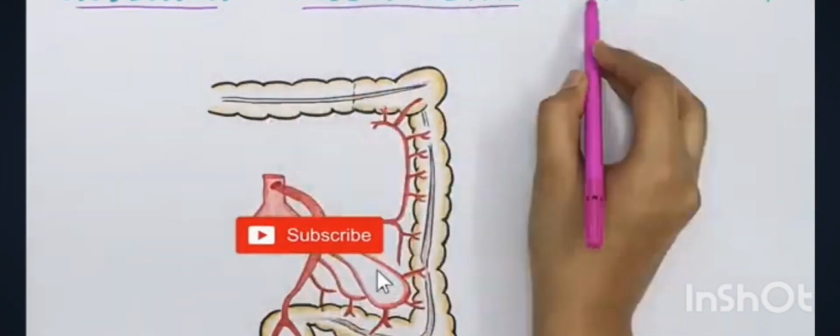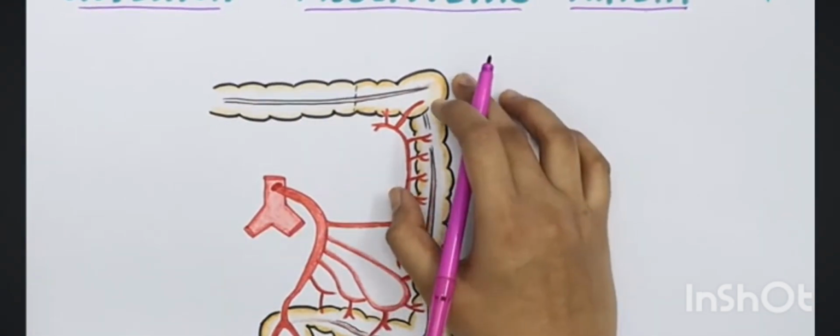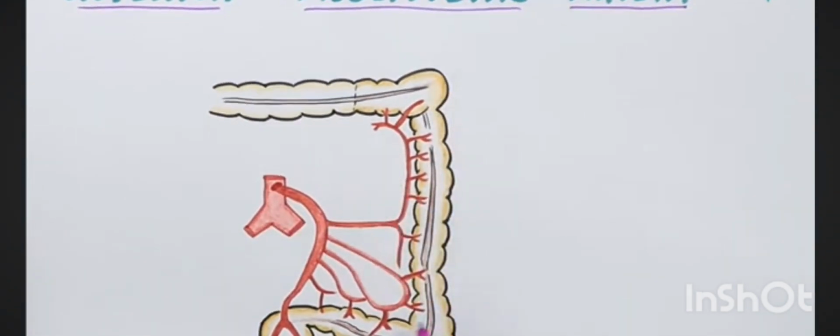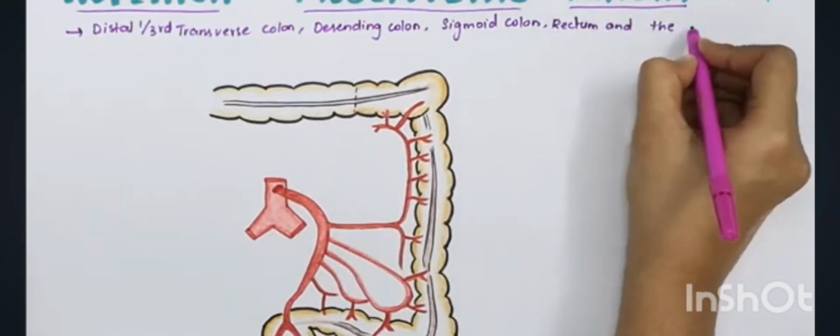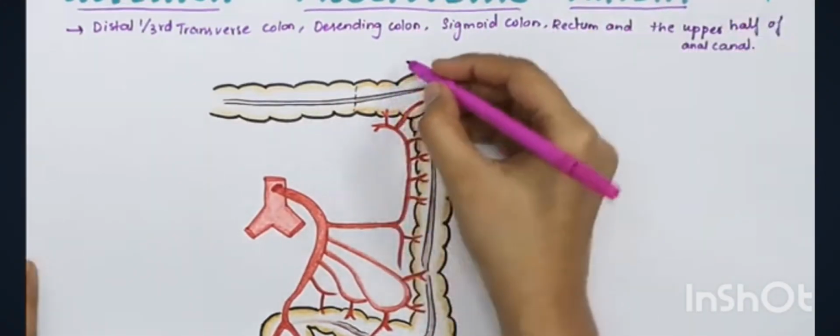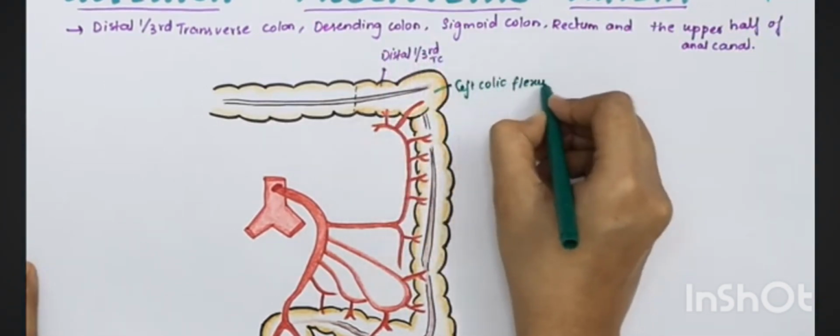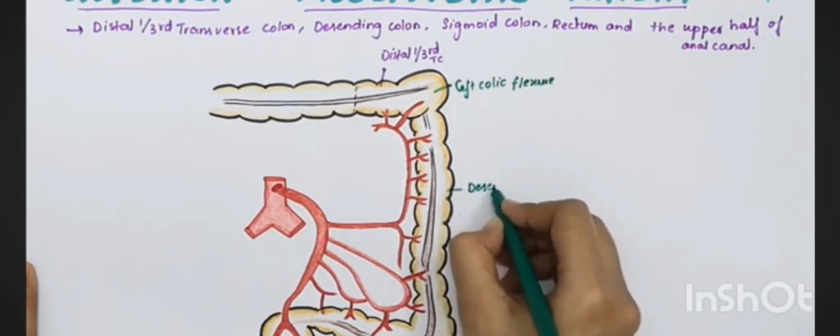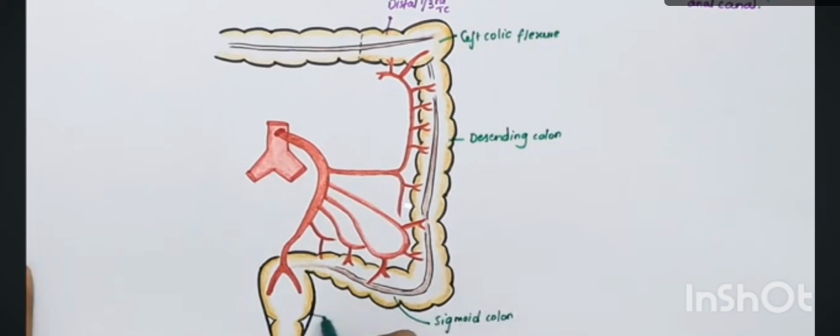Inferior mesenteric artery. The inferior mesenteric artery supplies the distal 1/3 of the transverse colon, the descending colon, the sigmoid colon, the rectum and the upper part of the anal canal. So this is the distal 1/3 of the transverse colon, the left colic flexure. This is the descending colon, the sigmoid colon, the rectum, and the upper half of the anal canal.